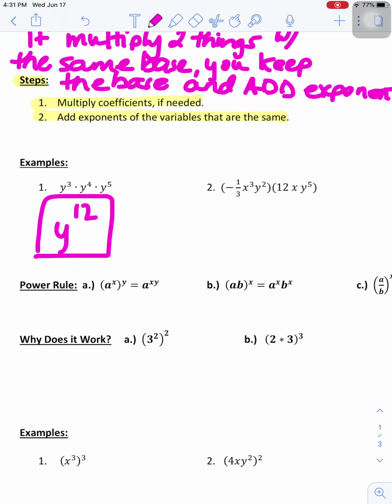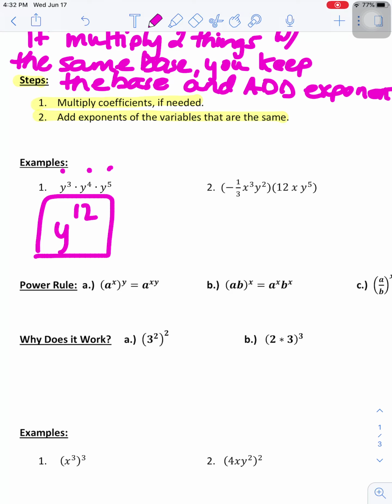Now, if you were to actually break all of that down, think about this. y cubed would be 3 y's. y to the fourth would be 4 of them. y to the 5th would be 5 of them. And so that's why you end up with y to the 12th in the end.